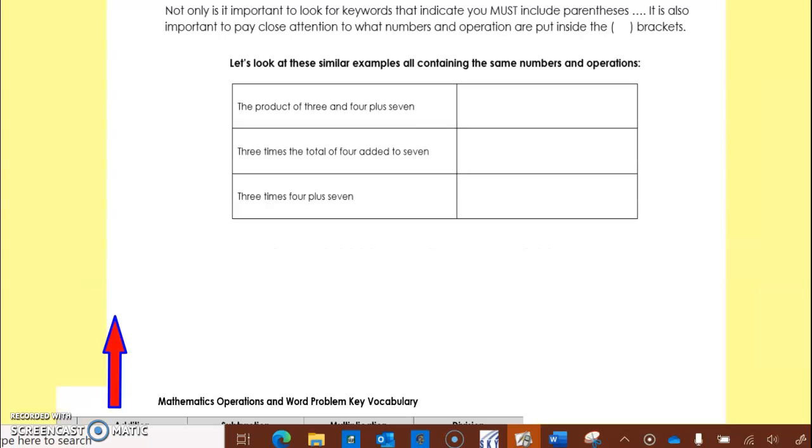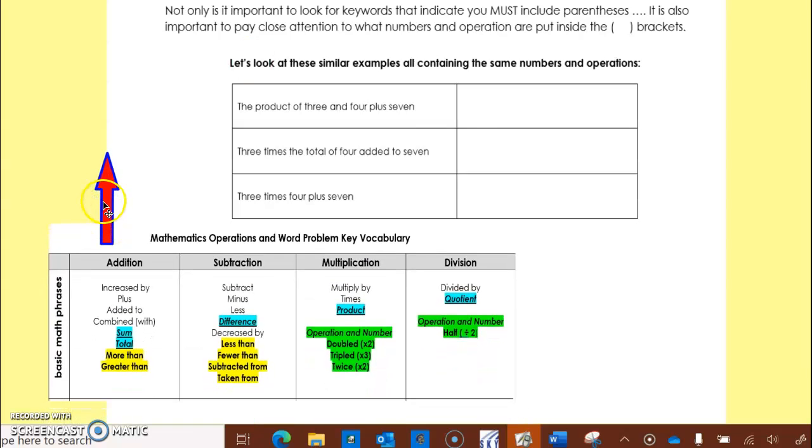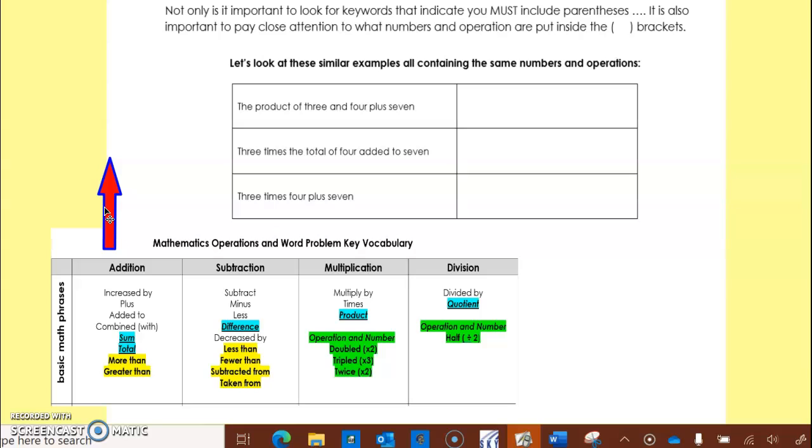All right, so not only is it important to look for those keywords and be able to say yes or no, we need parentheses, you must also pay attention to what numbers and operations are actually put inside those brackets. So let's take a look at 3 similar examples. They all contain the same numbers and operations, but have different placement of the parentheses, and some don't even need it at all. So let's take a look at these 3 problems and hopefully get you a little bit more comfortable with that. So again, I think it's very helpful to look at the keyword chart when we are completing these problems.